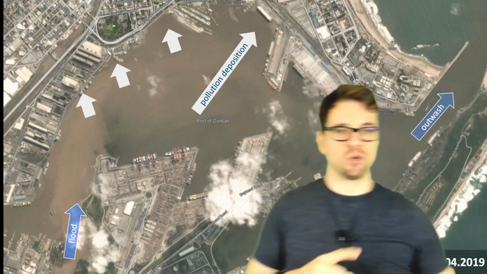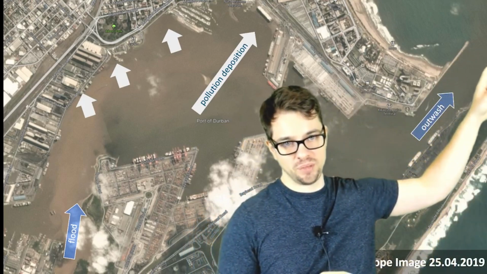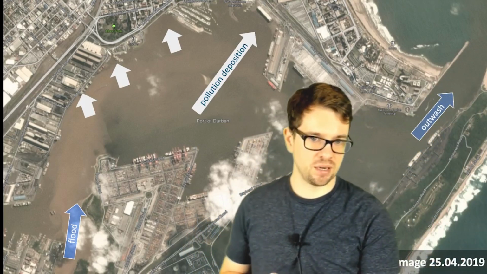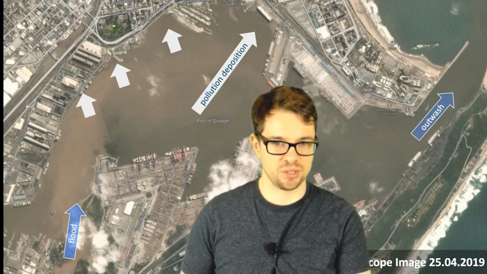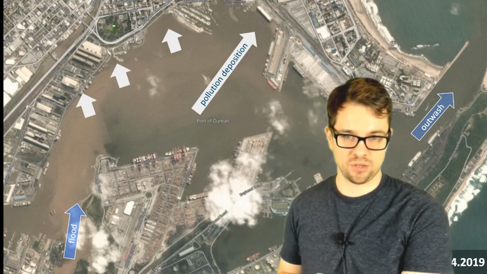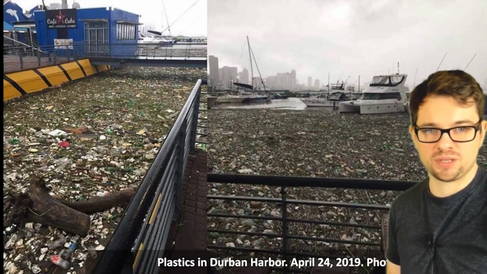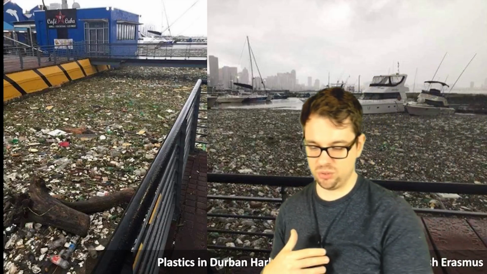But eventually it got washed out into the open Indian Ocean, where it's basically an environmental hazard, and it decomposes into microplastics and causes all kinds of problems. So here are some examples of this Durban harbor to show a bit the severity of this event, that there's a large amount of pollutants in the harbor that eventually made it out to the Indian Ocean.